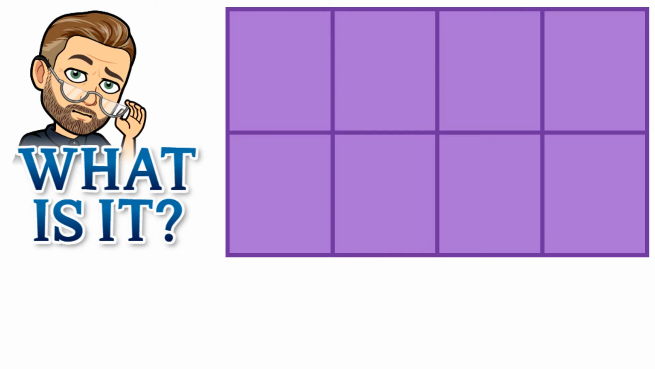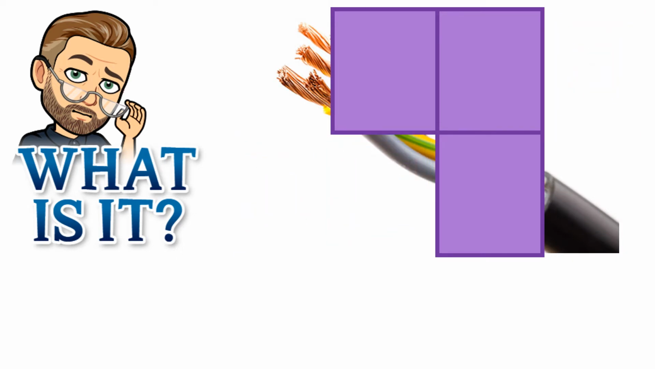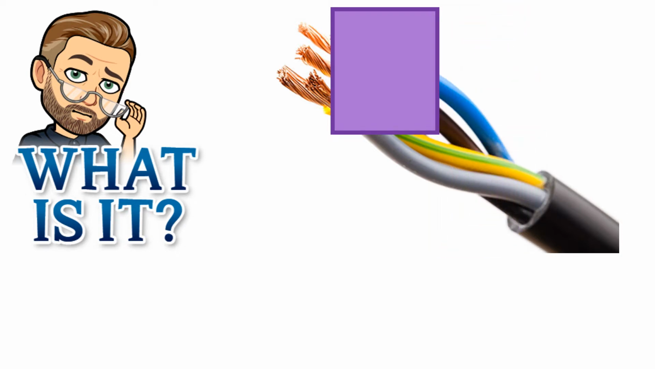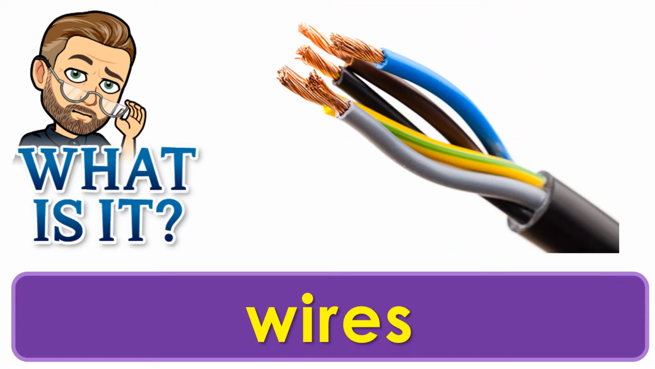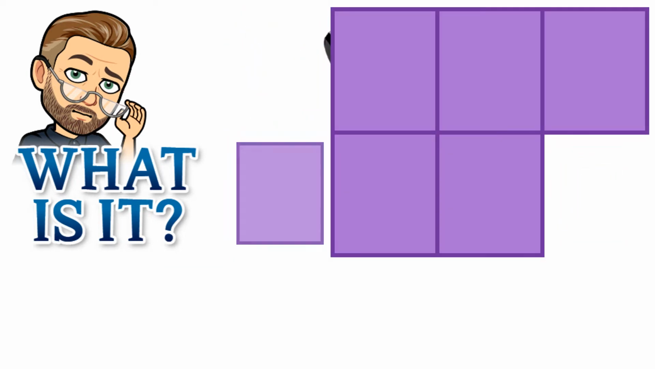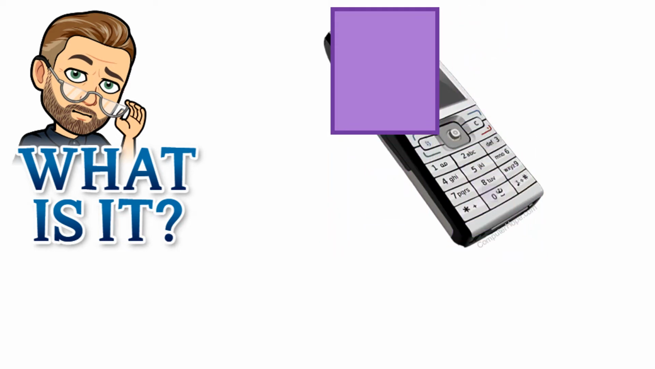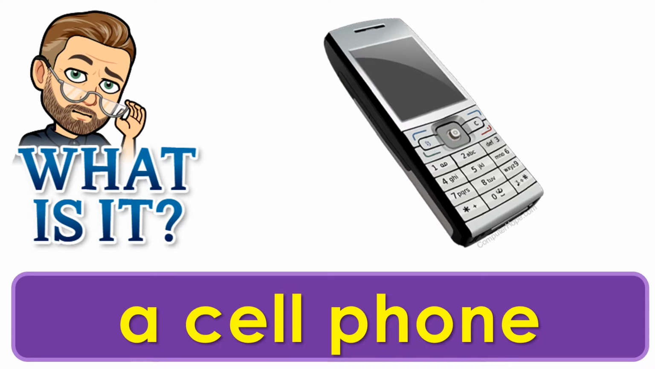How about this one? What is it? Actually, this one should be what are they because it's plural. So, what are they? These are wires. Say it after me. Wires. Okay, what is it? Say the answer out loud. It's a cell phone. Say it after me. A cell phone.